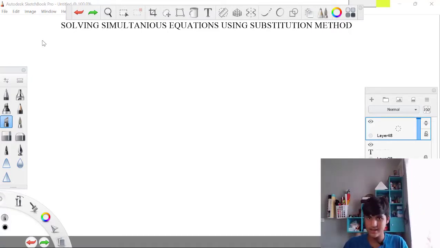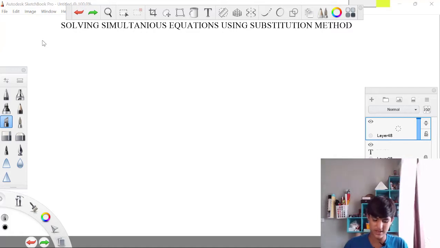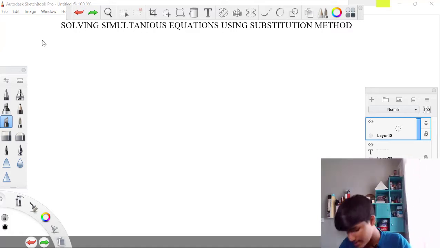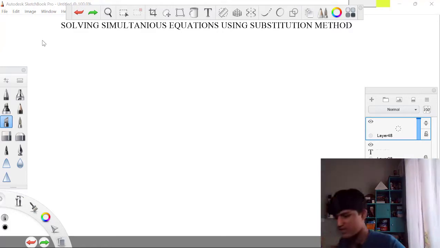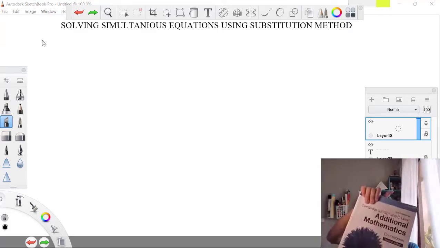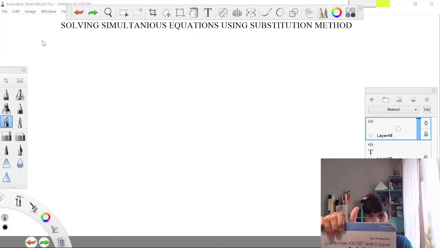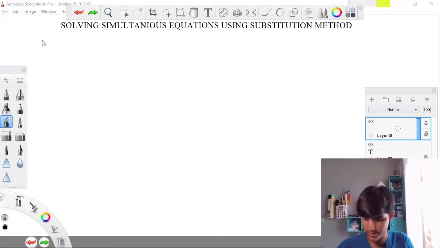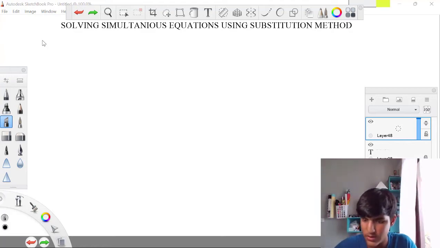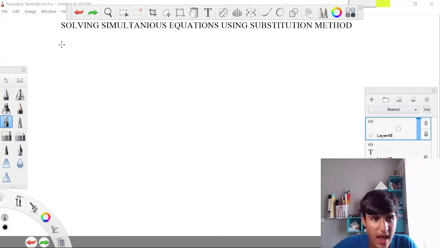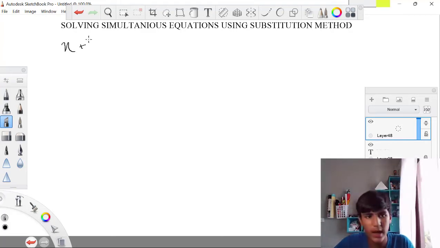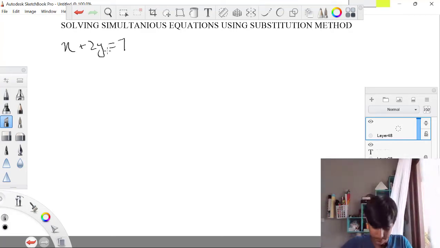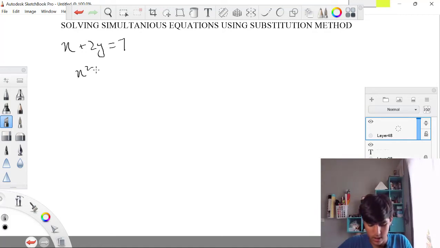Today I will be solving another simultaneous equation using the substitution method. It is question number 9 from the Cambridge IGCSE and O-level additional maths course book, exercise 2.1. So let's begin. The question I have here today is x plus 2y is equal to 7 and x square plus y square is equal to 10.